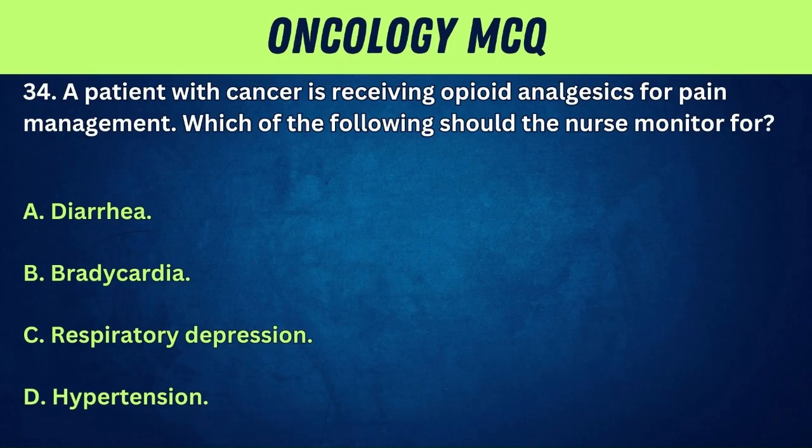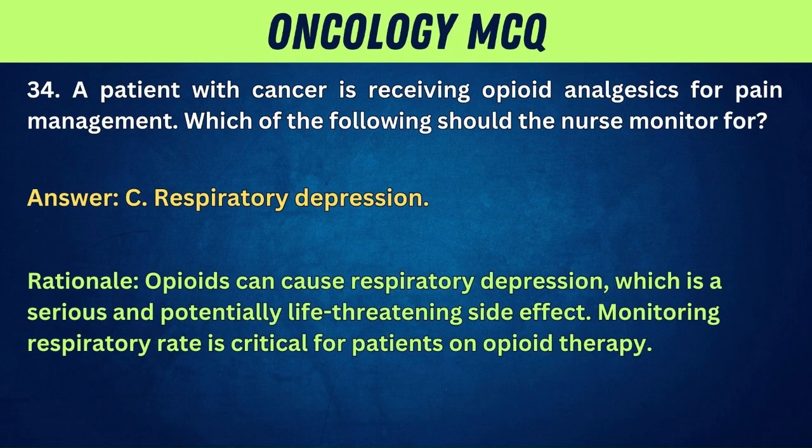34. A patient with cancer is receiving opioid analgesics for pain management. Which of the following should the nurse monitor for? A. Diarrhea. B. Bradycardia. C. Respiratory depression. D. Hypertension. Answer: C. Respiratory depression. Rationale: opioids can cause respiratory depression, which is a serious and potentially life-threatening side effect. Monitoring respiratory rate is critical for patients on opioid therapy.